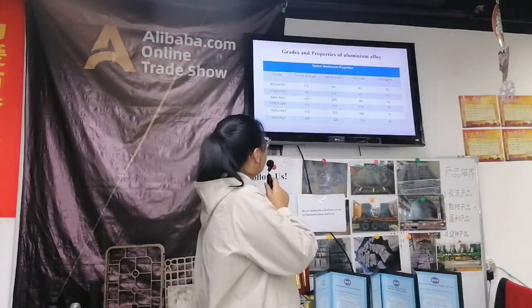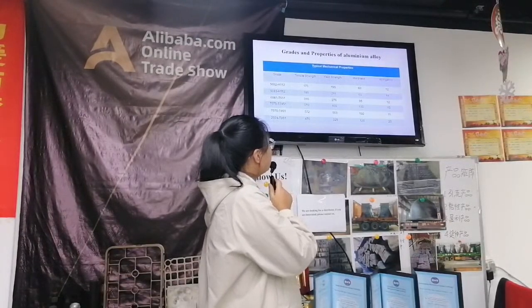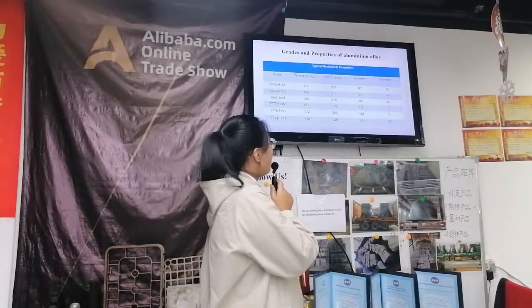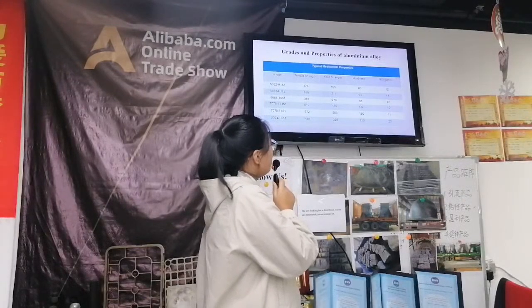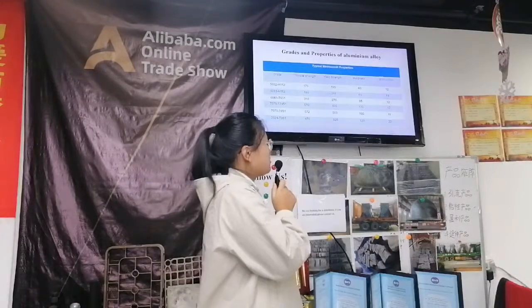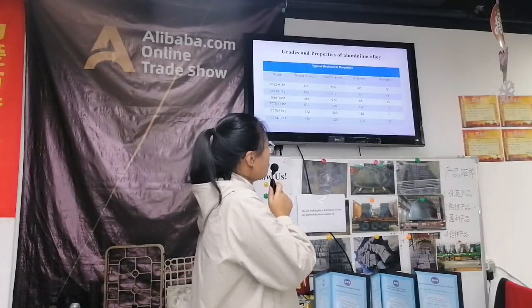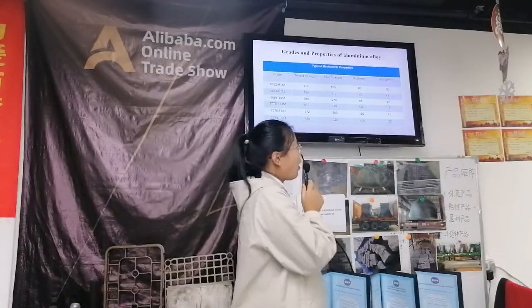For grade 5052, the tensile stress is 175. For yield stress is 195. For hardness is 60 HRC, and the elongation is 5.